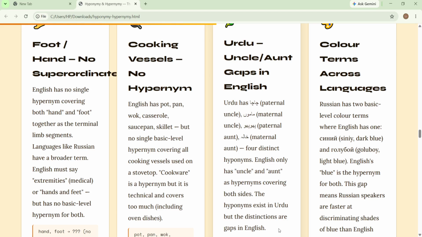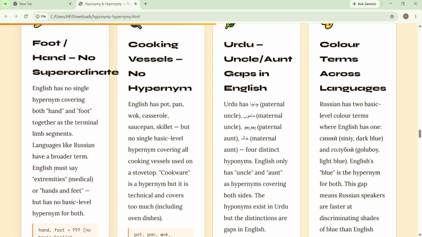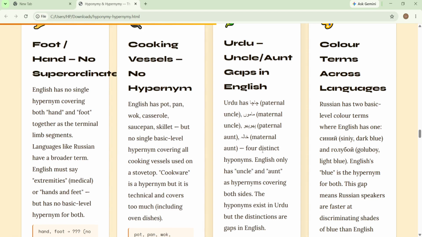So this shows that not everything is available in English. There are some cases where it is not, like this foot and hand, which is available in Russian but not in English, like this Urdu uncle aunt gap, available in Urdu but not in English.